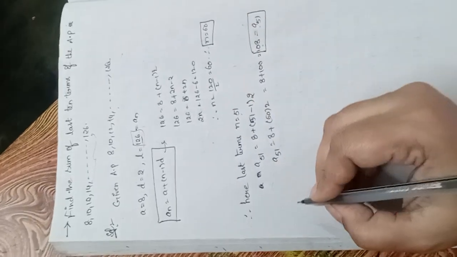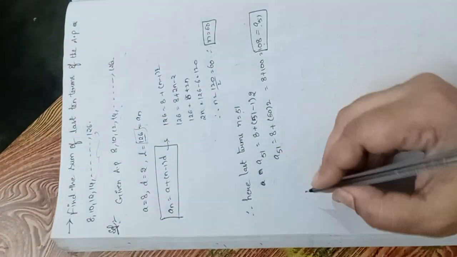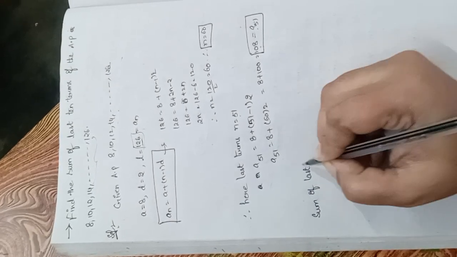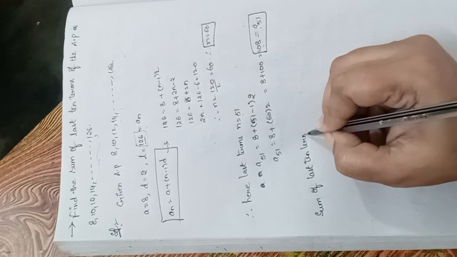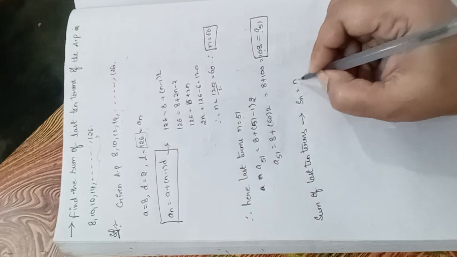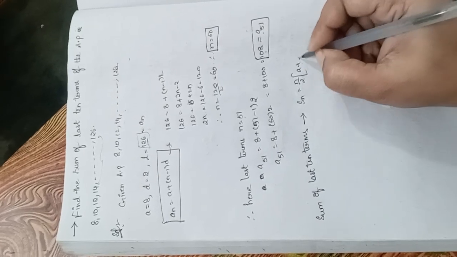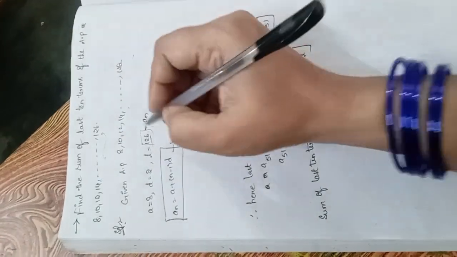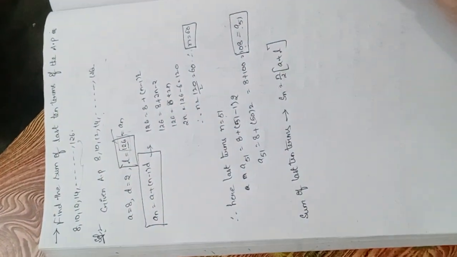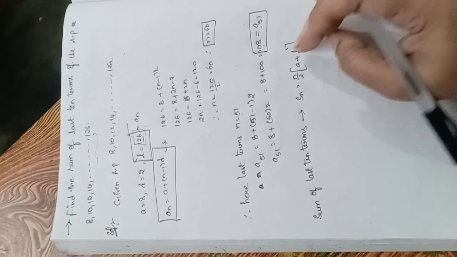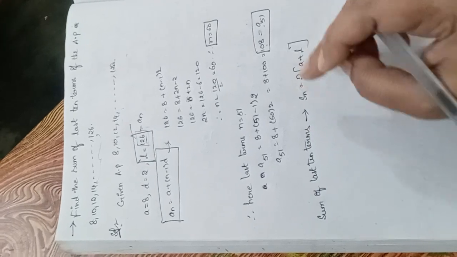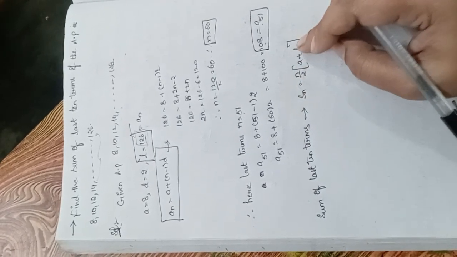Now what we have to find? Sum. Sum of last 10 terms. How to find? Sn equals to n by 2 into a plus L. Here L is the last term. Right? Last term. If it is given last term and we know the first term and the number of terms, we can find the sum.